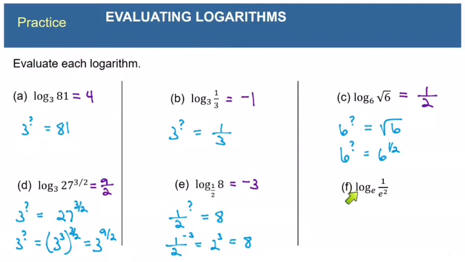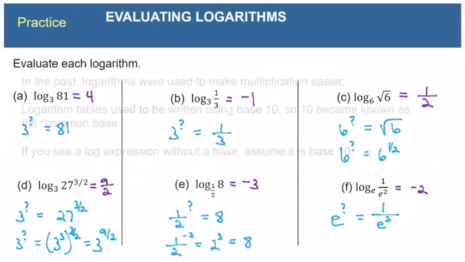And here's part F, log base e of 1/e squared. Well, when we look at it in exponential form, it says e to what power equals 1/e squared. Well, we know that in order to get it squared, we're going to have a 2, and we know that in order to get it to the denominator, we're going to have a negative. So e to the -2 gives us this expression, so this log is -2.